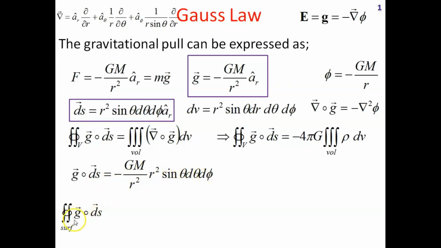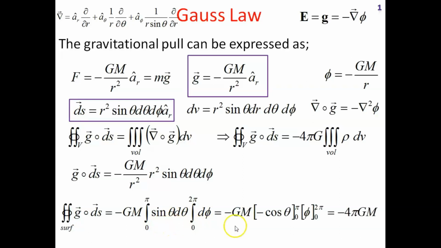We can operate integration over the closed surface and will be left with minus Gm integration sin theta d theta into integration d phi. The first integration runs over 0 to pi, the complete possible variation of theta, and the complete possible variation of phi, that is 0 to 2 pi. If we work out this integration, we will be left with minus 4 pi Gm. So the double integration of G bar dot ds bar, if we find it by solving the surface integration, again amounts to the same value, minus 4 pi Gm.